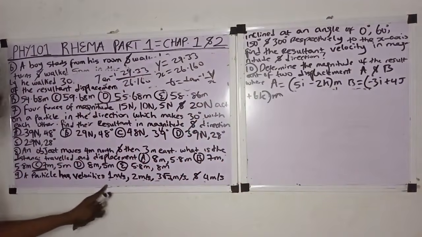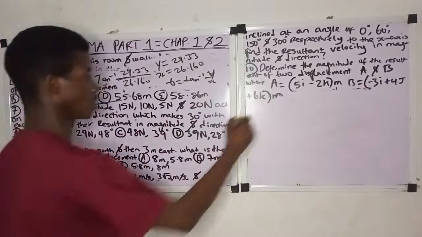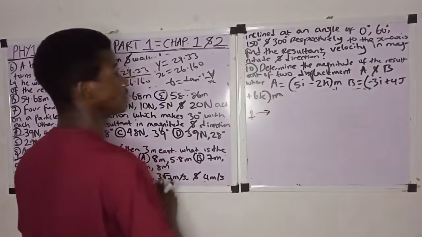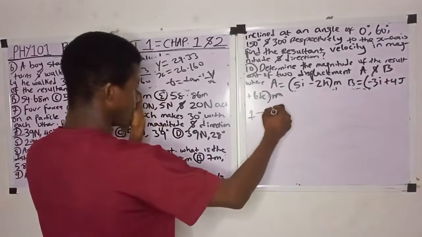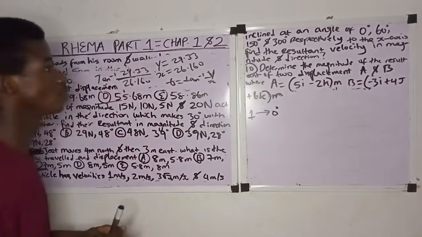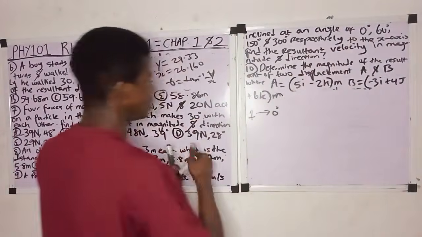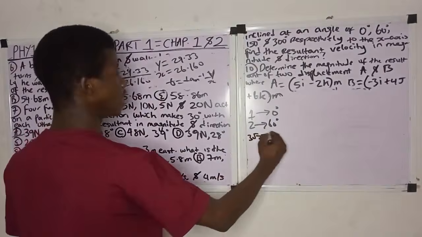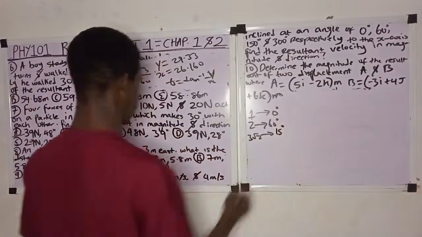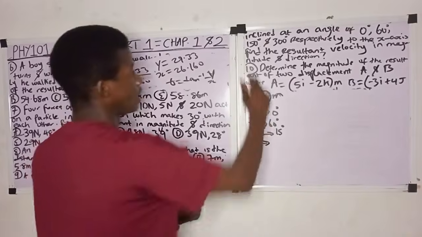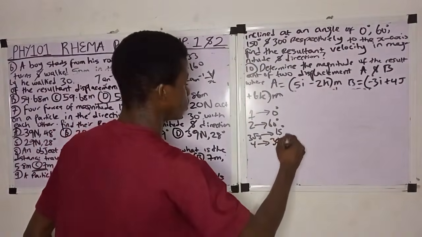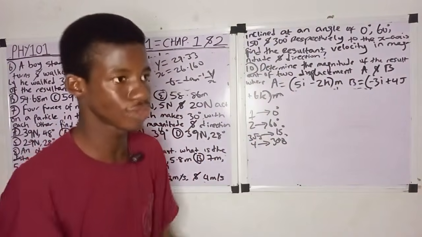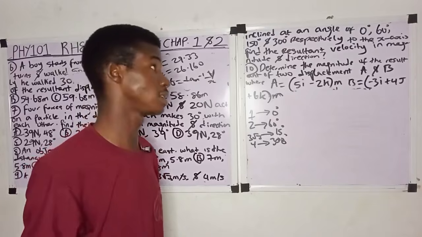A particle has velocity 1, inclined at an angle of 0 degrees. Then 2, inclined at 60 degrees. Then 3 root 3, inclined at 150 degrees. Then 4, inclined at 300 degrees. So what are we looking for? Find the resultant velocity in magnitude and direction. Look at the magnitude of the resultant and the direction.